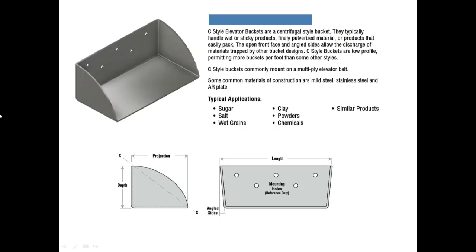C-type elevator buckets are centrifugal style buckets. They typically handle wet or sticky products, finely pulverized material or product that easily packs. The open front face and angled sides allow the discharge of material trapped by the other bucket designs. The C-type style buckets are low profile, permitting more buckets per foot than some other styles.